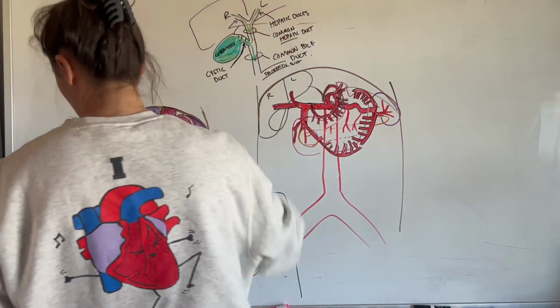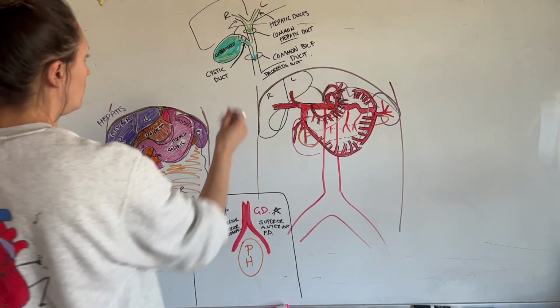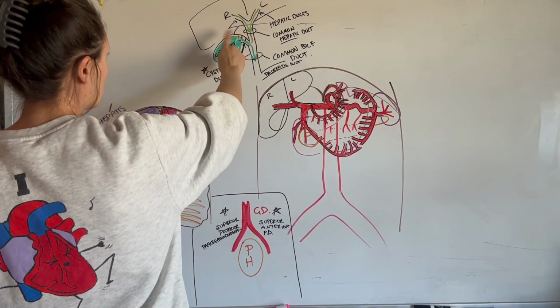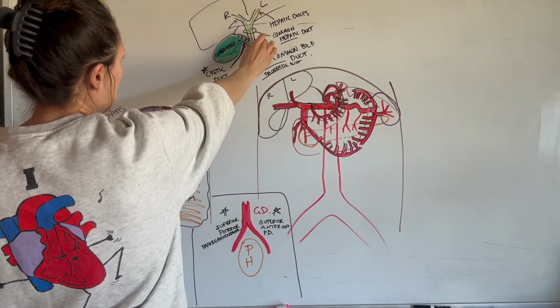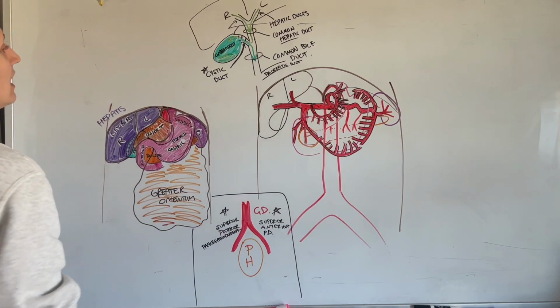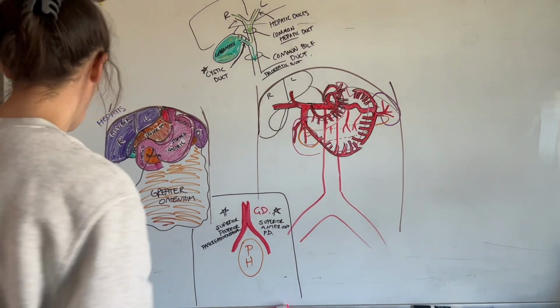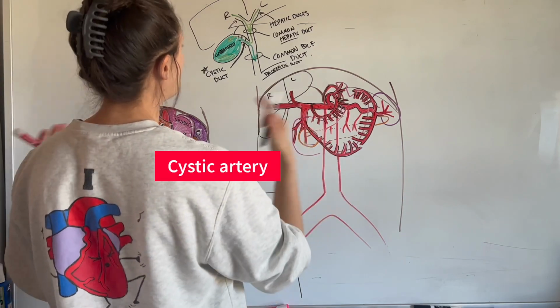So the reason I bring up the biliary tree at all is to point out the word cystic, because the cystic duct connects gallbladder to the hepatic ducts, which become the common bile ducts. And the artery that supplies the gallbladder is named after this duct. So we call that artery the cystic artery.